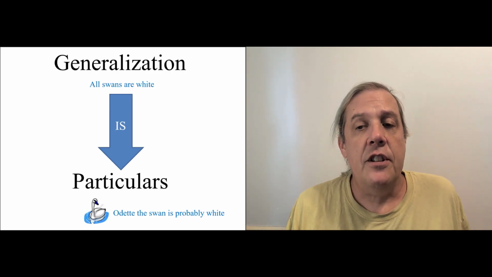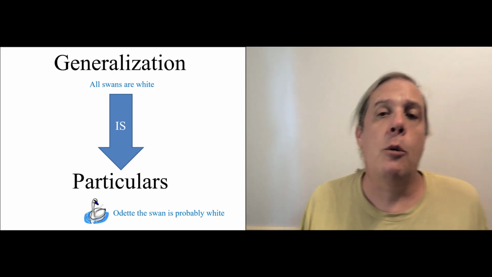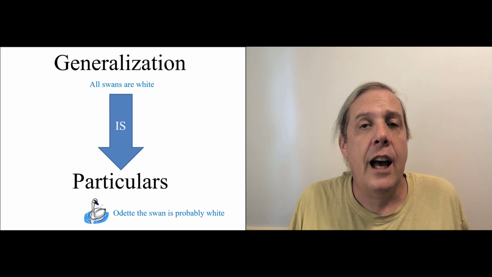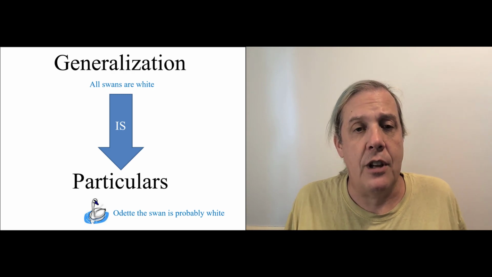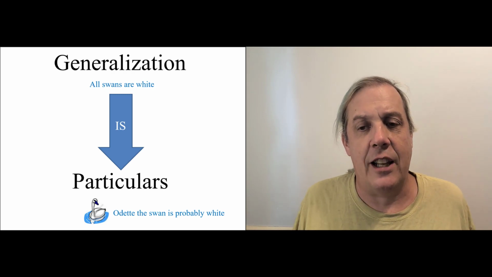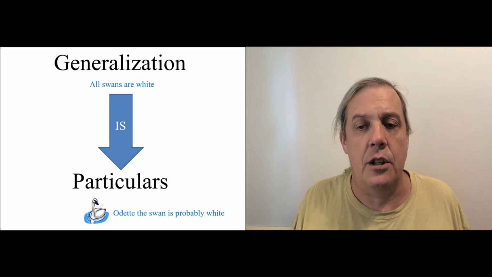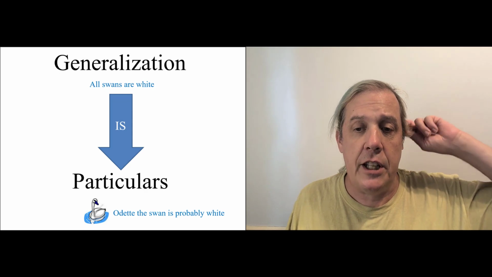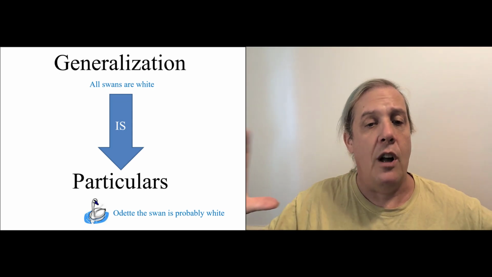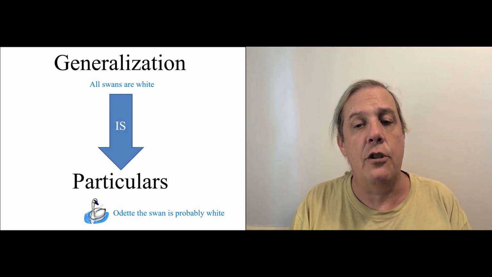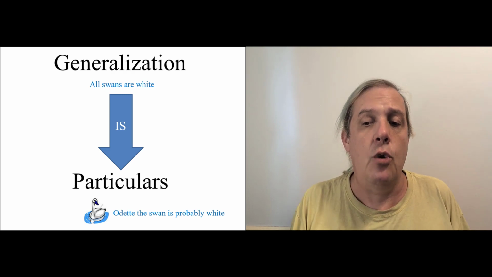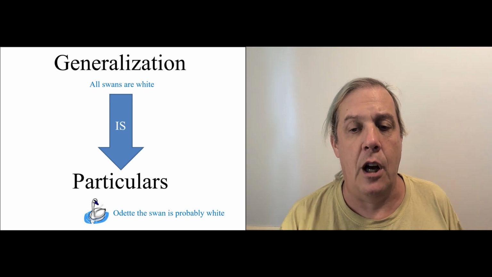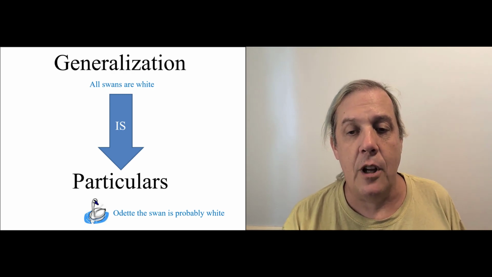The instantiation syllogism is the form of reasoning that goes in the other direction. You start with a quantified categorical statement in the premises. I'll explain what that term means in a second. Really, you just start with a generalization in the premises. And then you go to a particular, right? So you might start with all swans are white, and then you go down to a particular statement, Odette the swan is probably white. Odette was the name of the swan in the ballet Swan Lake.